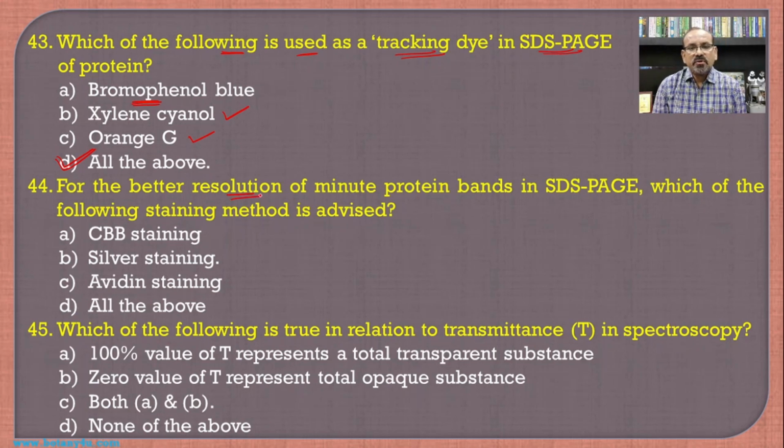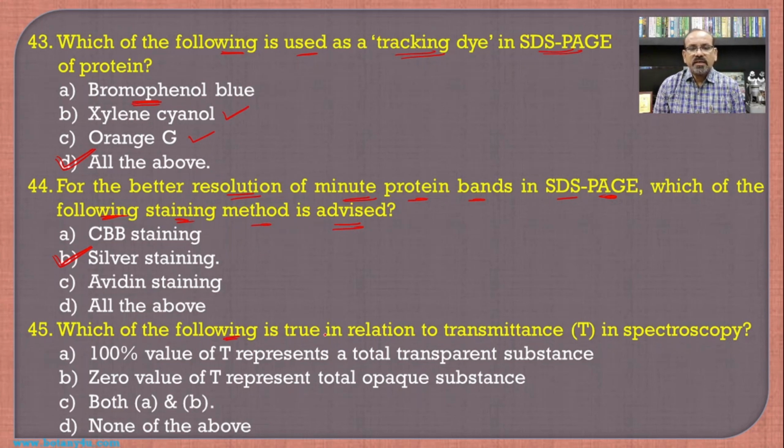For better resolution of minute protein bands in SDS PAGE, which of the following staining methods is advised? The most common staining method is staining with the help of silver nitrate in SDS PAGE, and hence silver staining is the most commonly used method of staining in protein band formation.